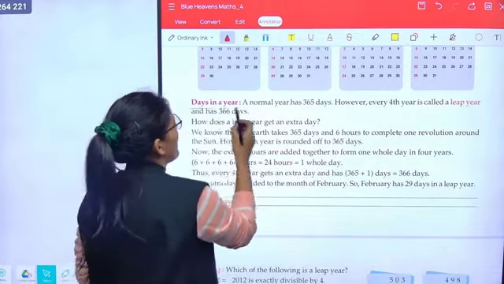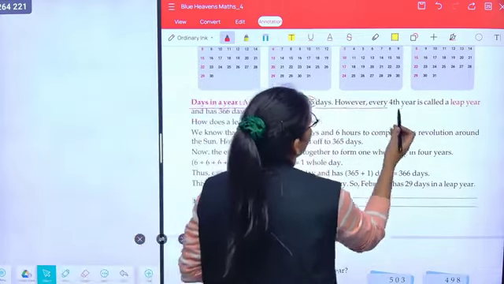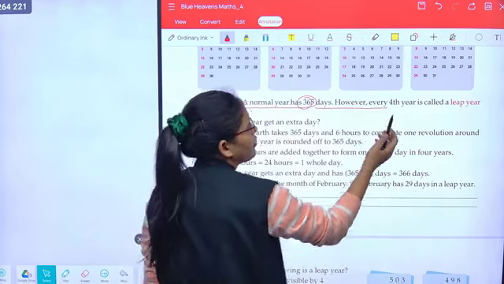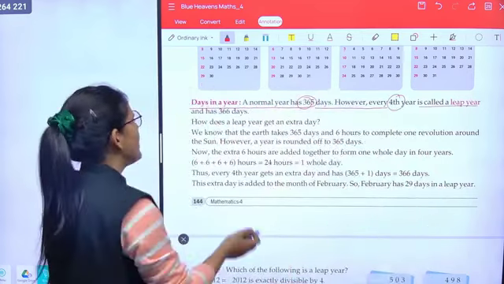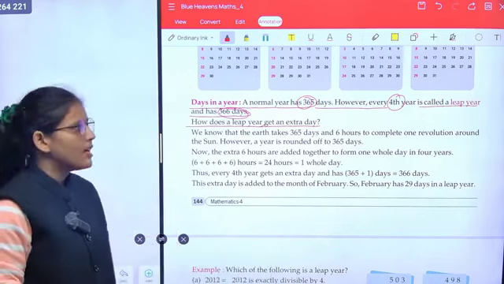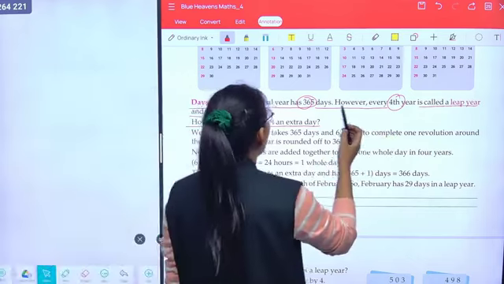A normal year has 365 days. However, every fourth year is called a leap year and has 366 days. How does a leap year get an extra day? Why is there an extra day in a leap year?